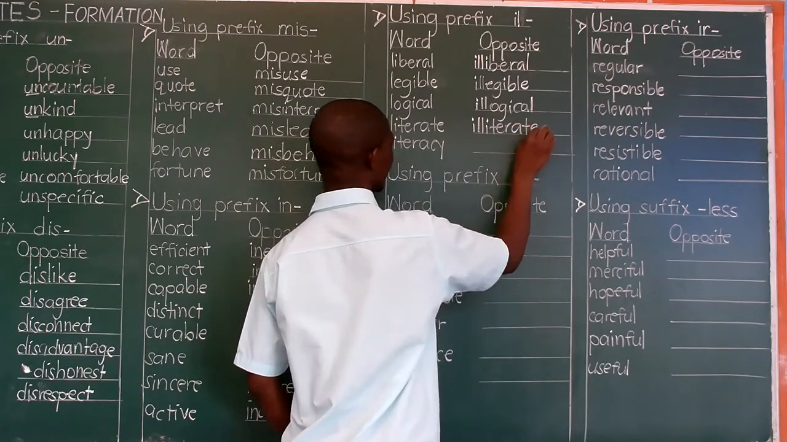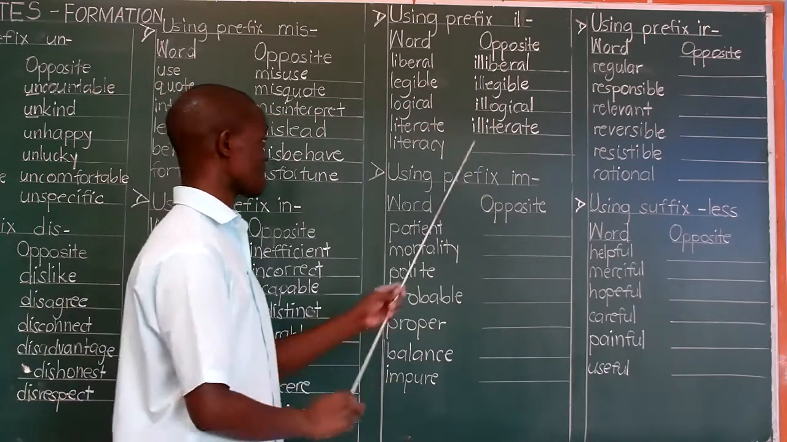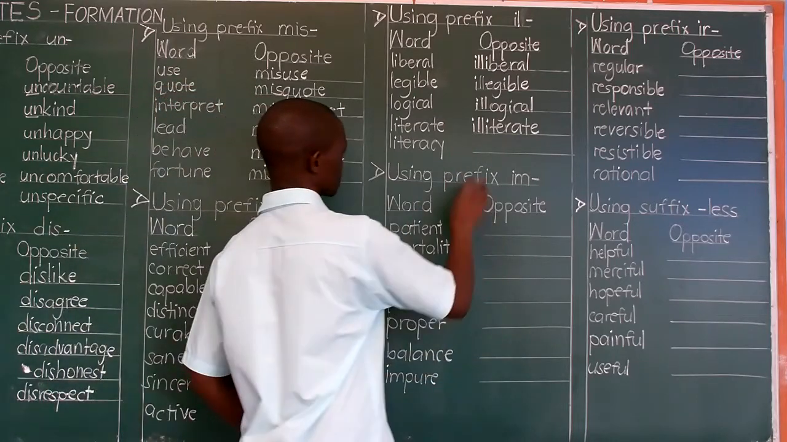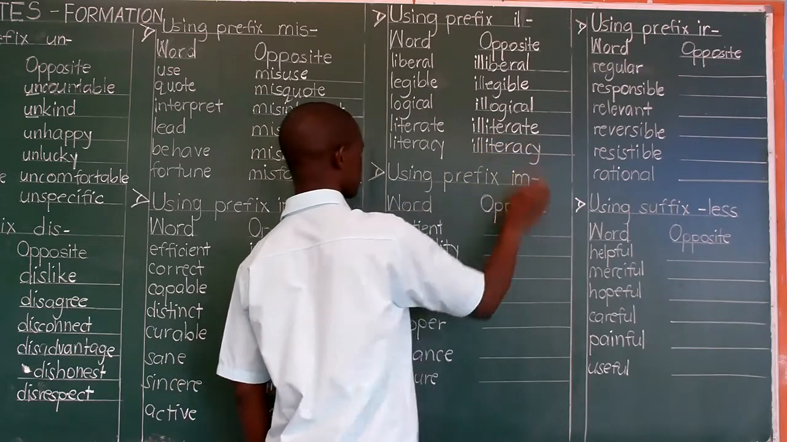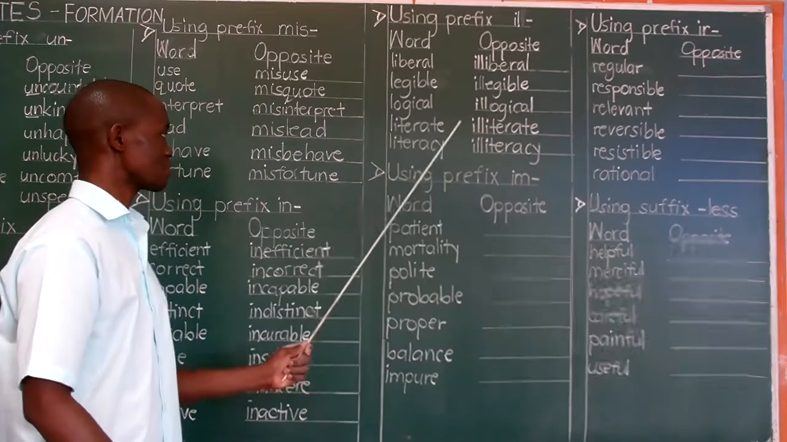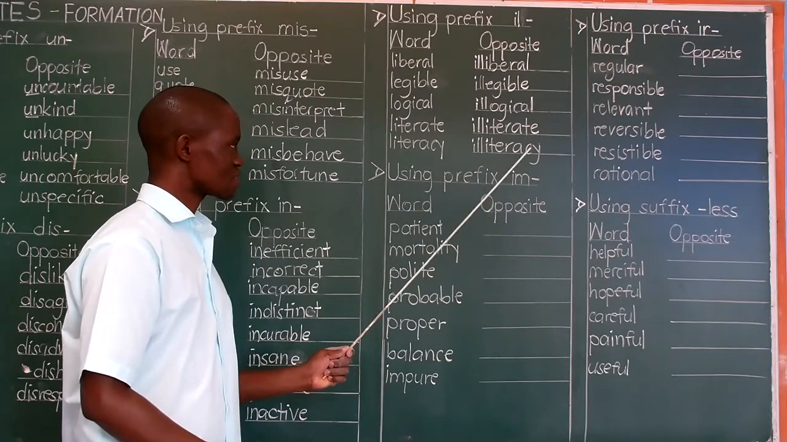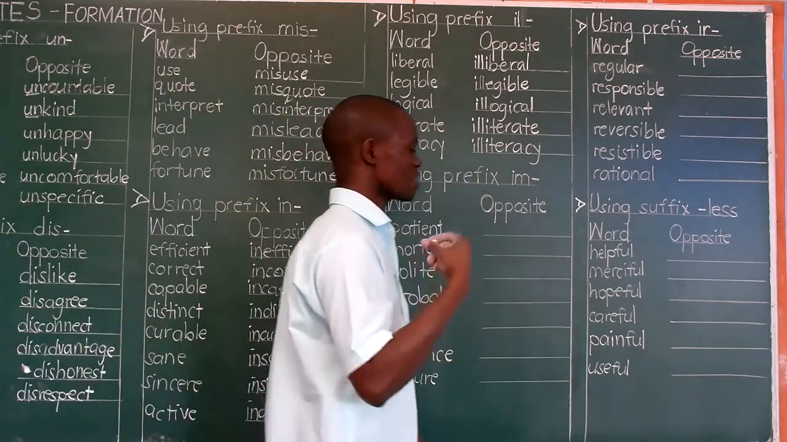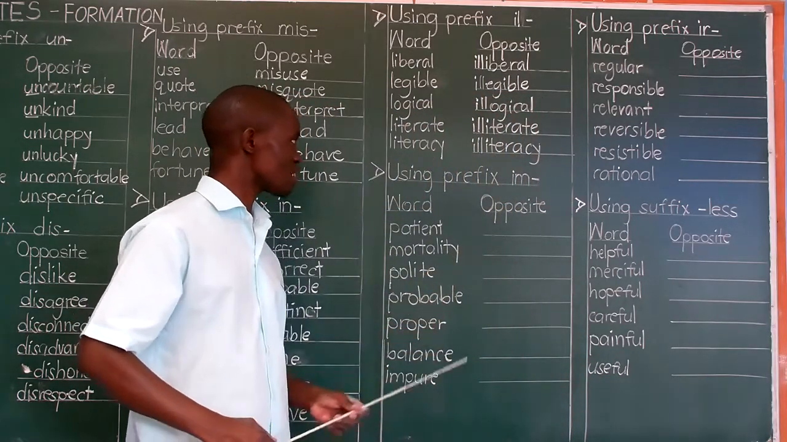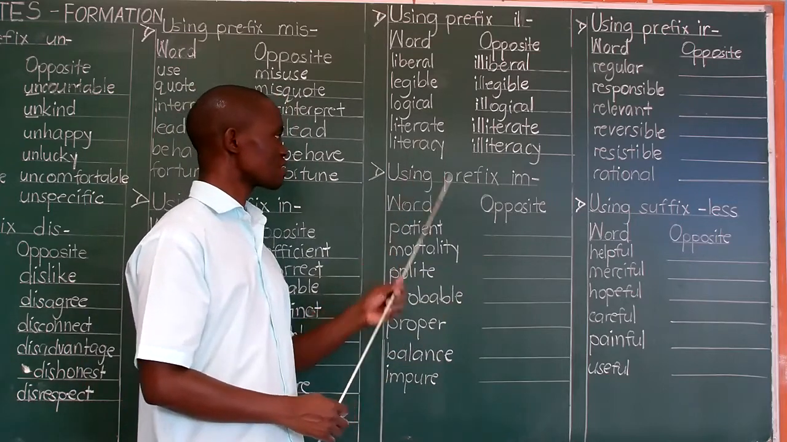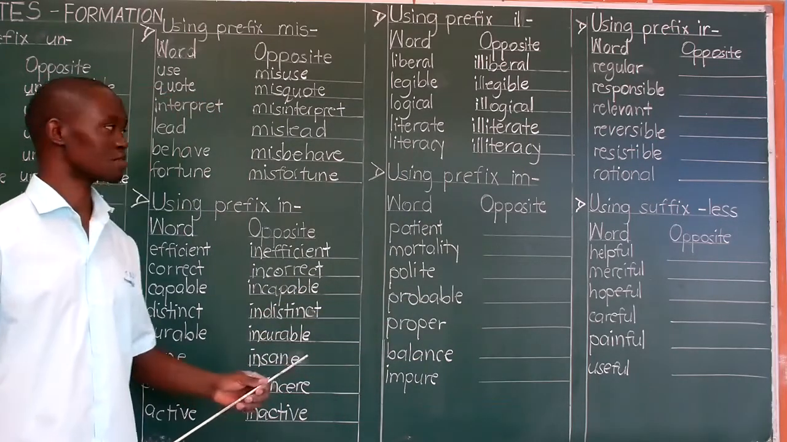Double L, we have IL, then the word itself begins with L, making it unavoidable to use double L in your opposite. Literacy, illiteracy, double L once again. Illiteracy is a noun from the adjective illiterate. Illiterate people don't know how to read. Illiteracy means inability to read and write. Then literacy means ability to read and write. Illiteracy is the noun, illiterate is the adjective.